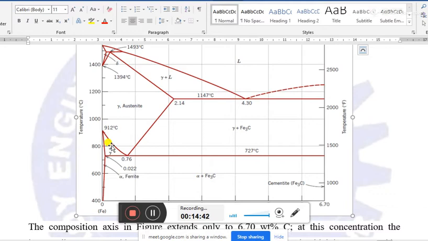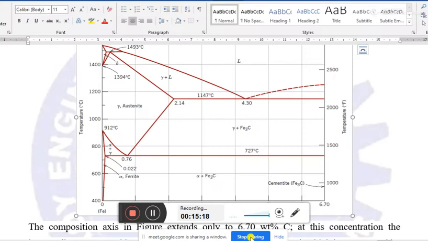That means this iron is non-magnetic iron, and up to 912 degrees Celsius, the solubility of carbon continues to decrease. This line is actually representing this continuous decrease of solubility, and the maximum is 0.022 weight percentage of carbon, and that is at 727 degrees Celsius temperature.